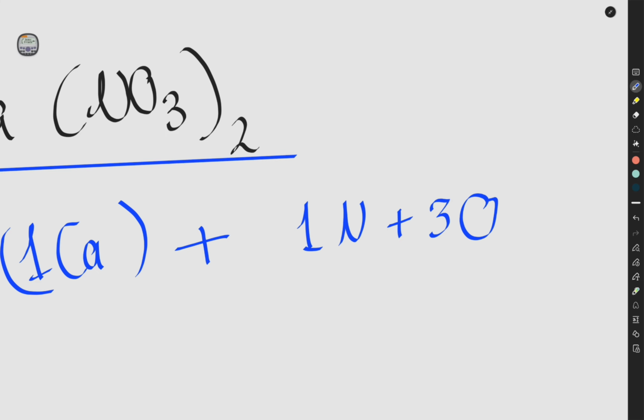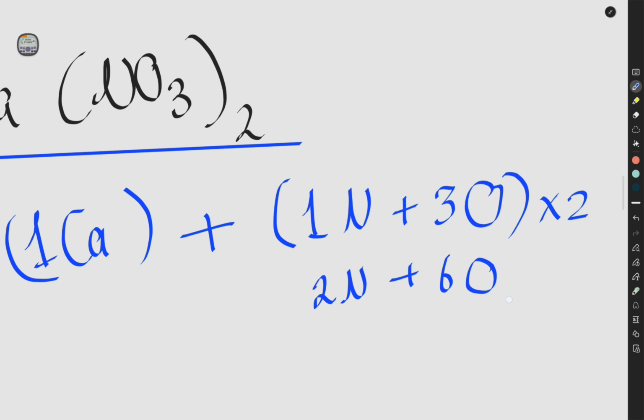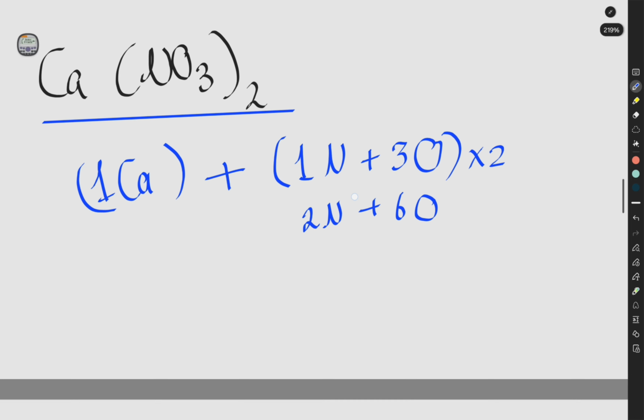Like, what does this 2 do? It multiplies the number of atoms that you have inside the brackets by 2. So you take this whole thing and you multiply it by 2. What would that give me? That would give me 2 nitrogen atoms plus 6 oxygen atoms. And then you do whatever calculation we did above.